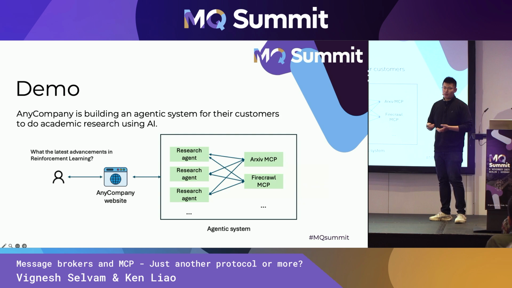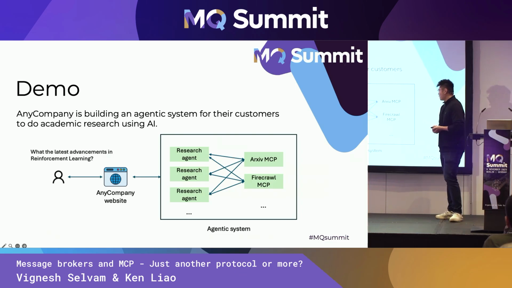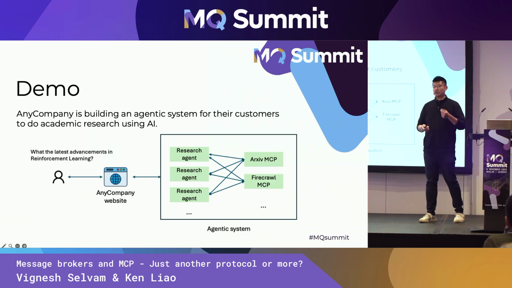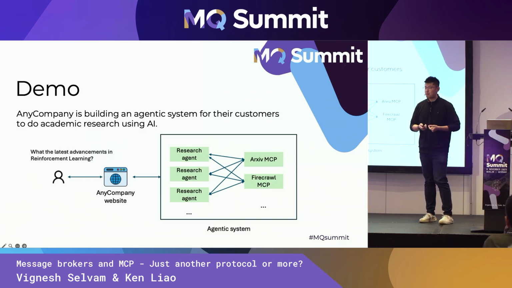So for illustration purposes, let's say they use the arXiv MCP, which is just looking up papers on arXiv. Also Firecrawl, which is just an open source web scraping service. So they use this tool to gather the context, the up-to-date news of what you're searching about.